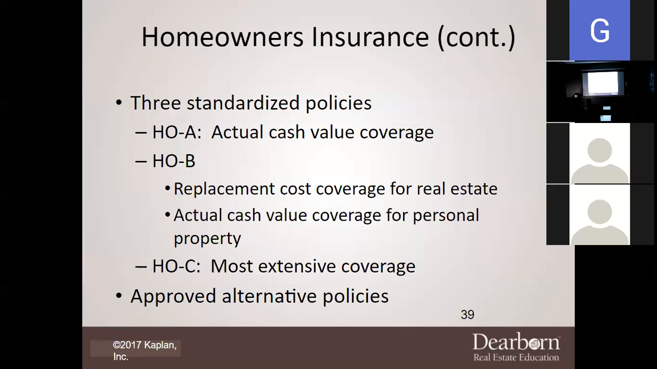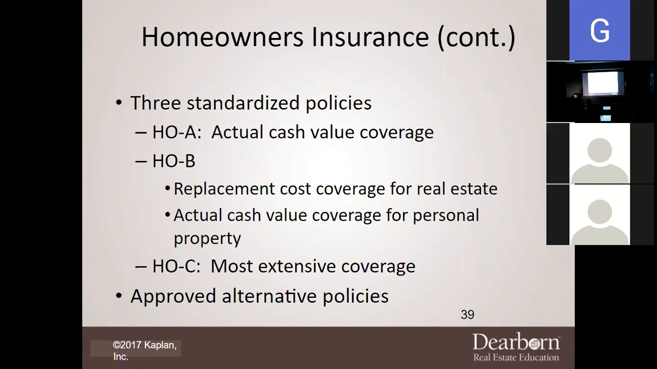There is the HO-B, and that is the replacement cost coverage for the real estate. So had a tree fallen on Miss Leela's house and it caused $15,000 of damage, they would give her $15,000. They're not going to give her any more to replace it. It may have been $15,000, but in reality, to get it redone, it's going to cost $30,000. Well, she only has HO-A, so she's only going to get the actual cash value, not a replacement cost.